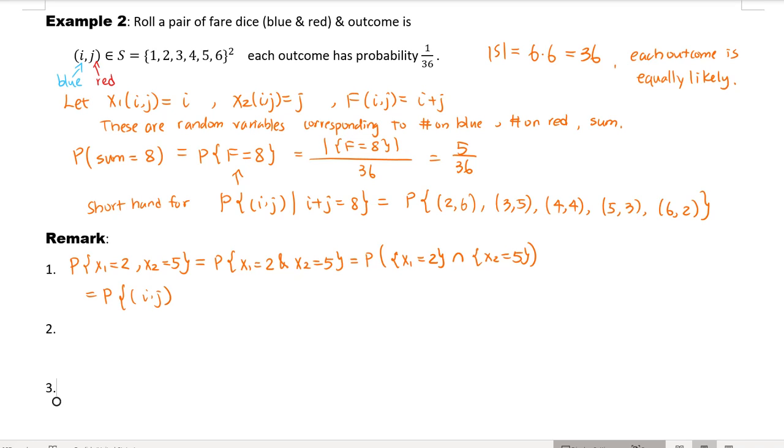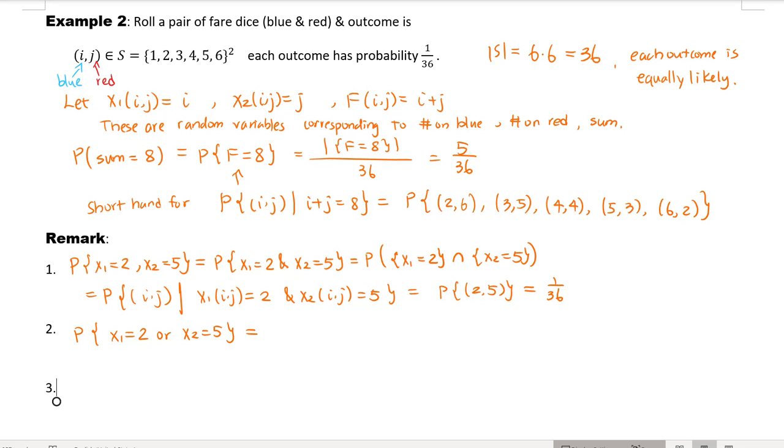And it's also equal to P of (i, j) such that x1 of (i, j) equals 2 and x2 of (i, j) equals 5. And this is the same as P of the outcome (2, 5). Because there's only one outcome, we get 1 over 36. So all of this represents the same thing. Alright, how about x1 equals 2 or x2 equals 5?